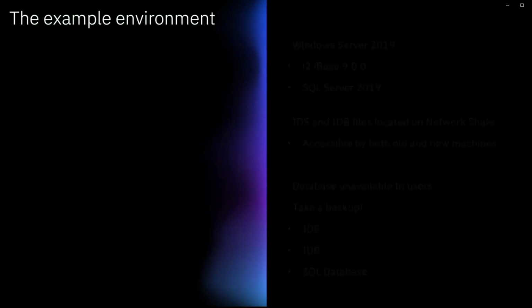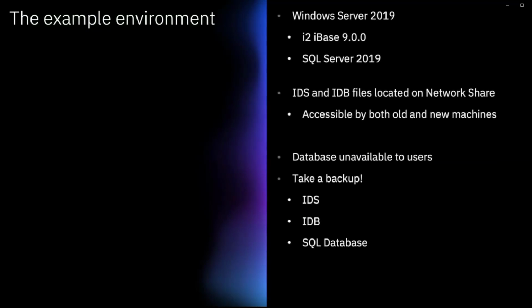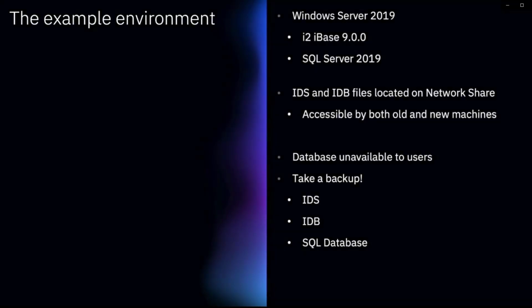We will be upgrading in place, but we will also then be showing moving our database from one destination to another. Our end destination will be running Windows Server 2019 with Ibase 9 installed and running on SQL Server 2019. The IDS and IDB files that we will be using here are located on a network share. This is accessible by both the old server and the new server. To make things easier, and because it also largely reflects the setup most of our clients have, these will not be moving.